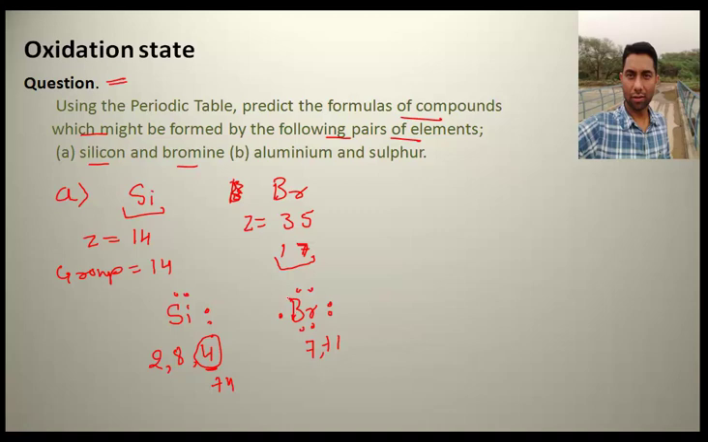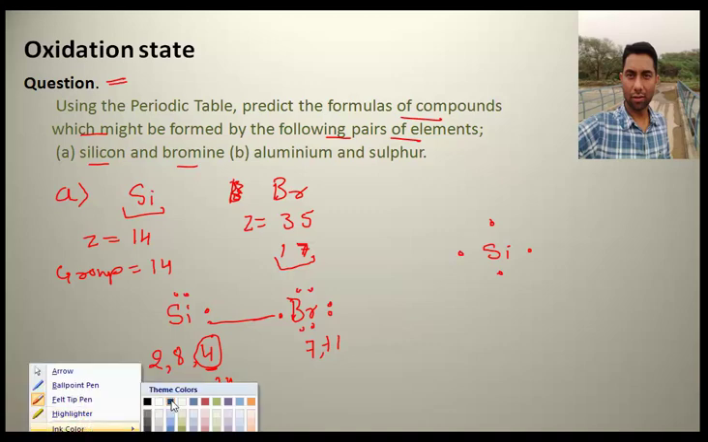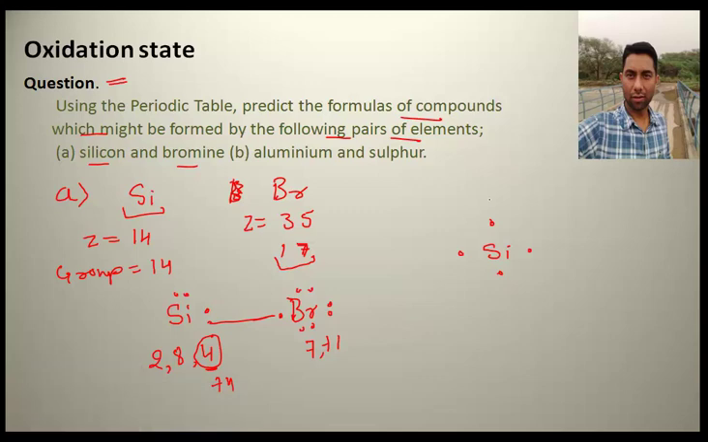So if it shares 1 electron from this silicon, will its octet be completed? I can represent it more easily like this: silicon, 1 electron, second, third, and fourth electron. And then bromine can be represented now. So around Br, this is the 7th electron, it has 6 more electrons like this.